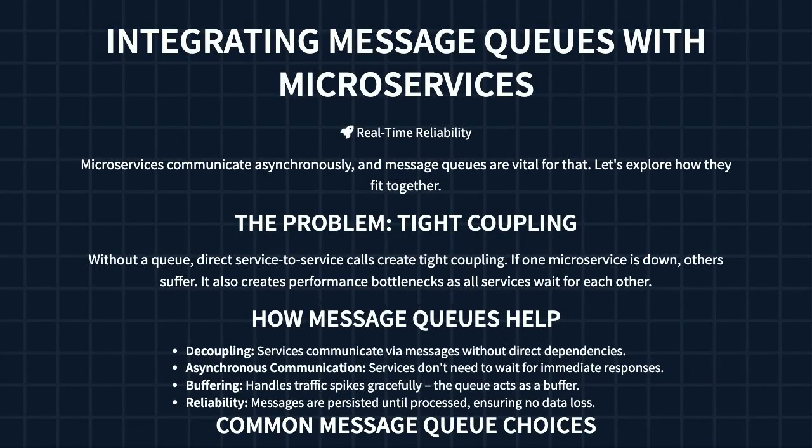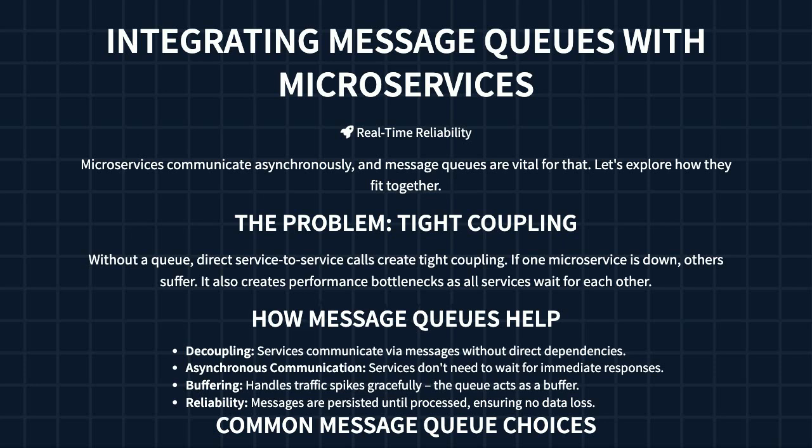Okay, let's talk about how we integrate message queues into our microservice architecture. The core problem with other approaches is that services are tightly linked. If one goes down, others can be affected. Message queues solve this by introducing asynchronous communication. Think of it like this: instead of a direct phone call, you send a letter through the mail. The receiving service isn't immediately available? It's fine. The message sits in the queue until it can be processed. This decouples services, making them more resilient and able to handle traffic spikes much better.